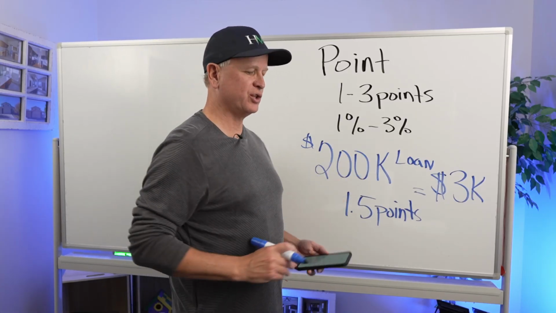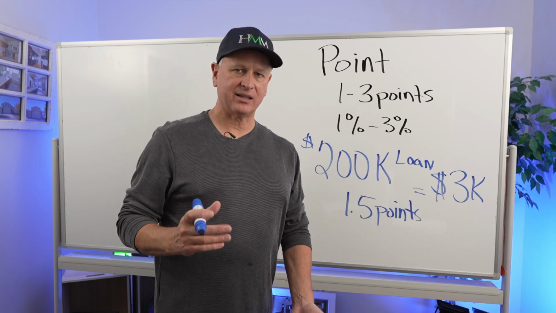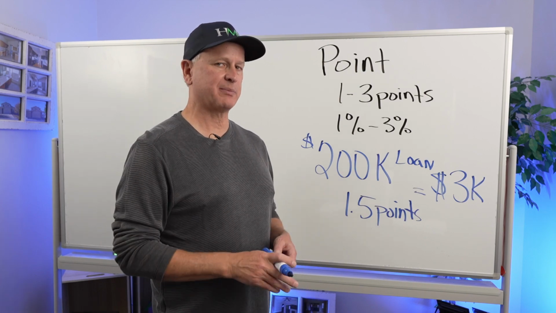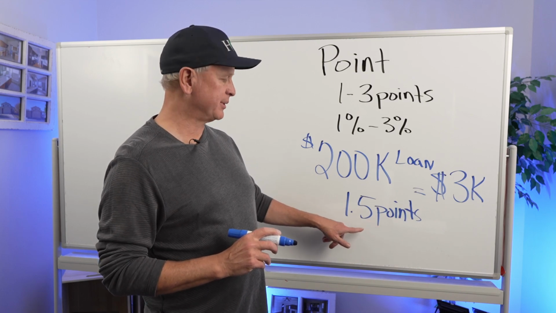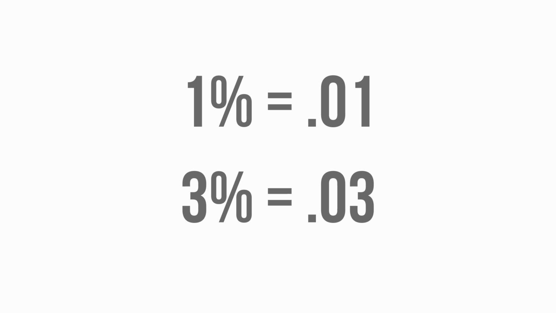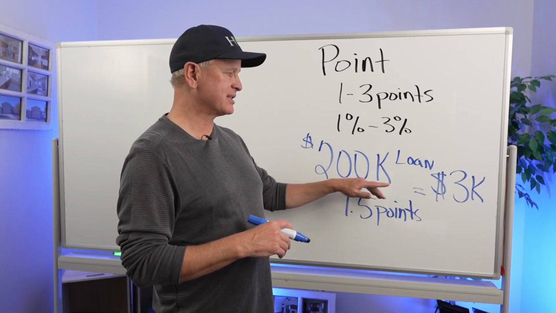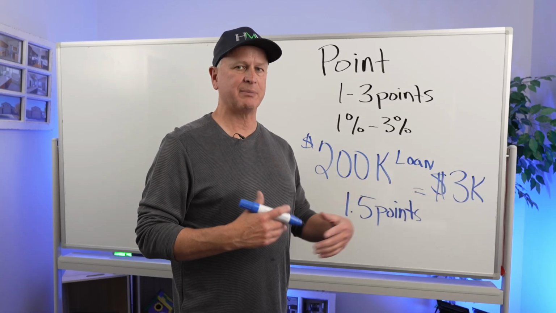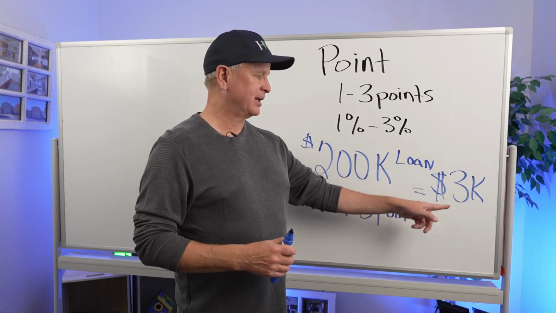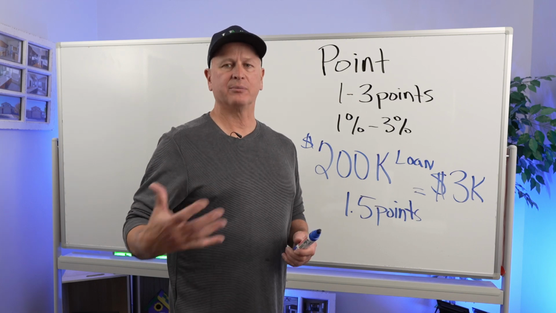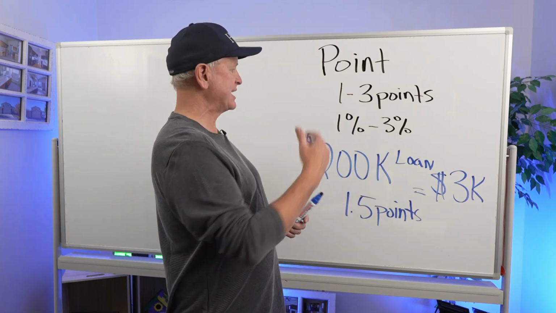That's the origination that they're going to charge you. That's the origination you're going to have to pay at closing, probably out of your pocket, especially if it's a purchase. So you're going to have to understand points, how to calculate them. Remember, 1% is 0.01, 3% is 0.03. You need to calculate it to figure out how much is coming out of your pocket, especially on a purchase. That's going to be added to your down payment, the amount that you're going to have to bring to the table. So that's what a point is.